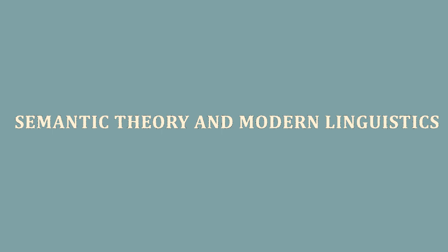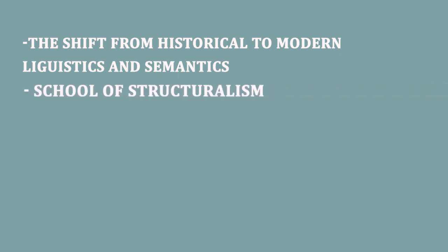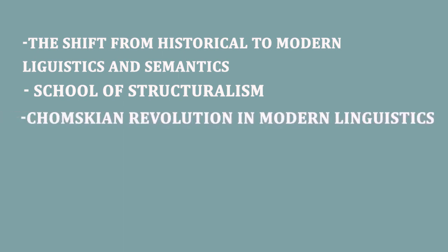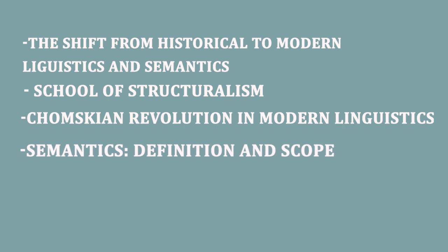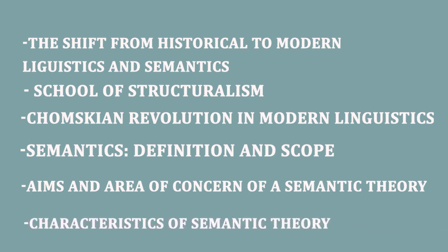In this lecture, I will talk about 6 points. The first one is the introduction of the shift from historical to modern linguistics and semantics. The second is the school of structuralism, both European and American. The third is the Chomskyan revolution in modern linguistics and the 1960s developments in semantics. The fourth is defining semantics and its scope. The fifth is about the aims and areas of concern of a semantic theory. And the sixth is about the characteristics of a semantic theory.